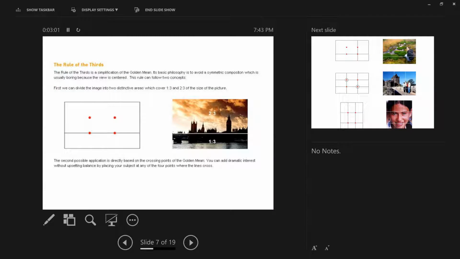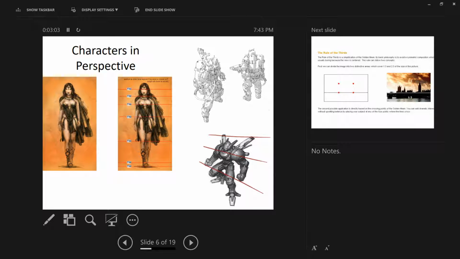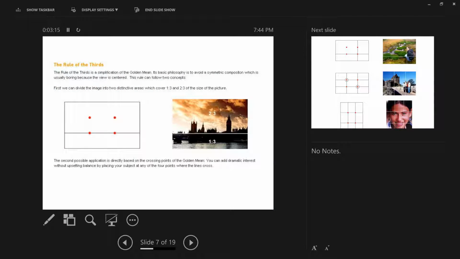So we've moved pretty far away from composition, but now we're going to go back to it and talk about lines in our compositions and how you see them in buildings and characters and how they make an image feel good. So one thing that people talk about is the rule of thirds.